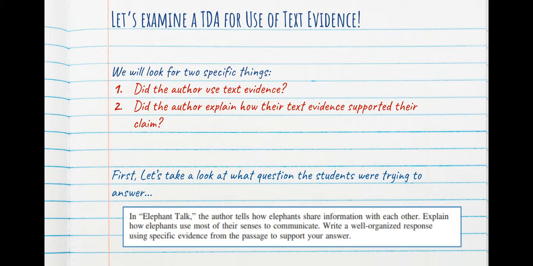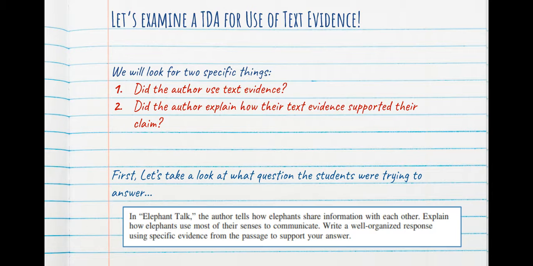So let's examine a TDA for use of text evidence. We will look for two specific things. The first one, did the author use text evidence? Can I see examples from the text specifically in their writing? Number two, did the author explain how their text evidence supported their claim? This is important because remember, we need to be able to explain why our text evidence matters. If we can't say why it matters, then it really doesn't make our writing as strong.